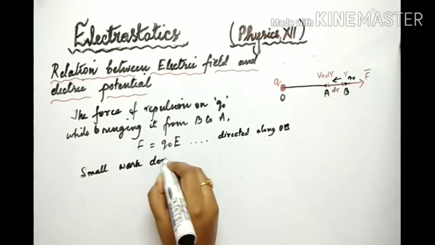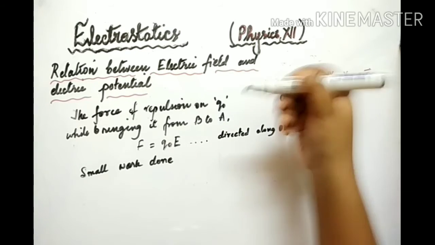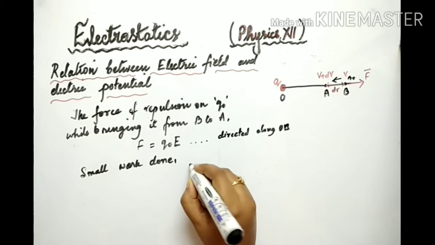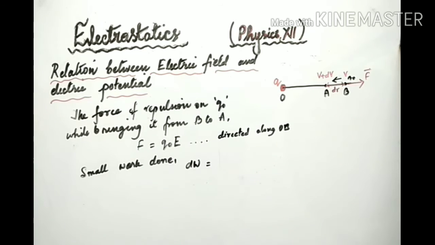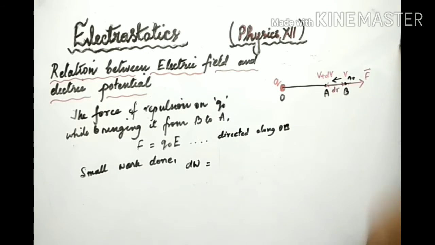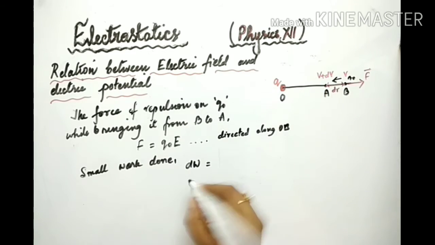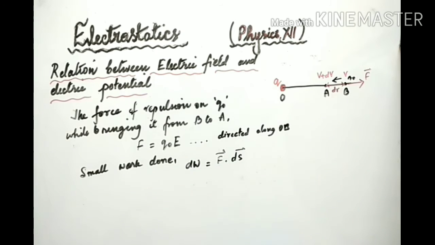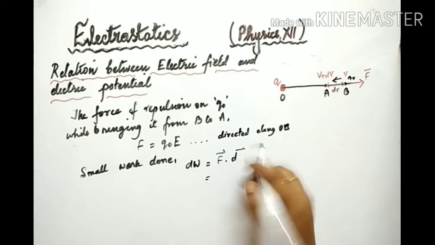So we always know when we have to do something against the cause, we have to do work. So here against this force of repulsion we have to do work. So at first we will calculate the amount of work done in displacing it through an amount dr. So here we can write, work done is equal to force into displacement, so let us write it as dr vector.